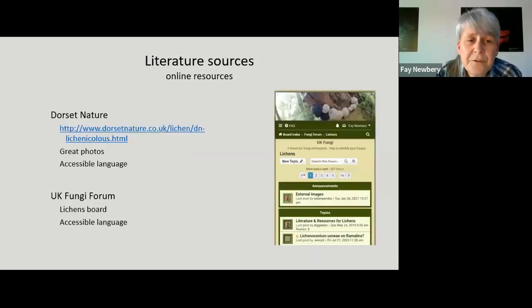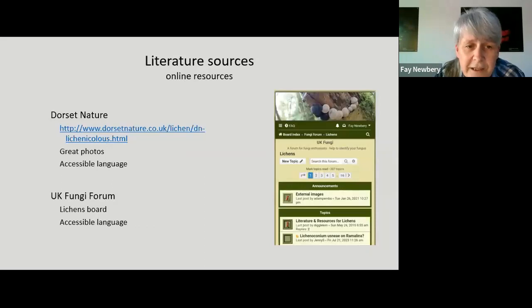Also online, Dorset Nature is quite good. It has a Lichenicolous fungus section. It has great photos. It's got a cross between very accessible and very scientific language. Again, it doesn't cover a tremendous number of species. It's the species that have been found by one person in Dorset. But it's a useful place to go and covers some of the most commonly found Lichenicolous fungi.